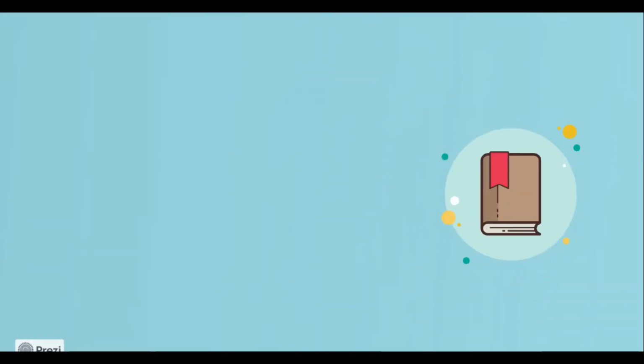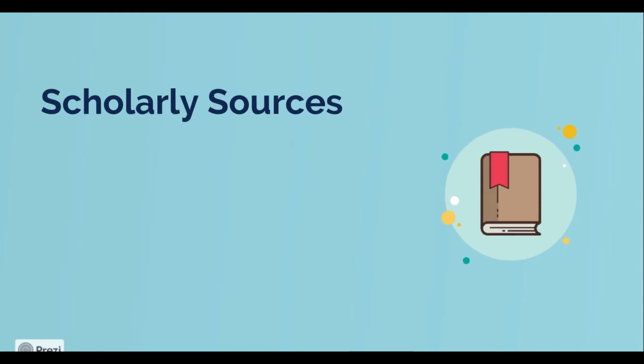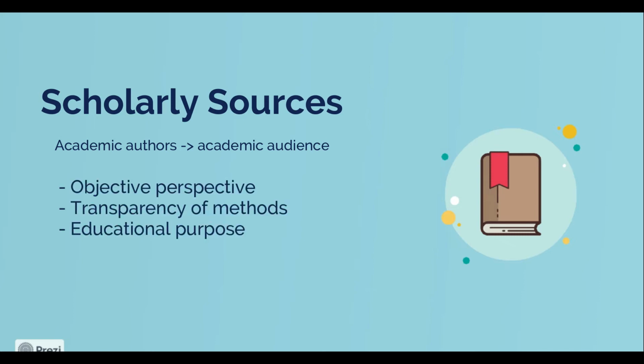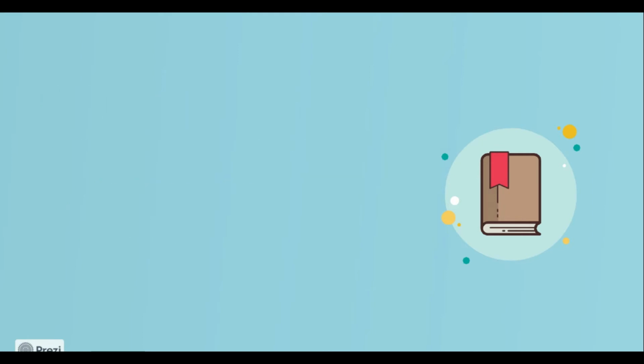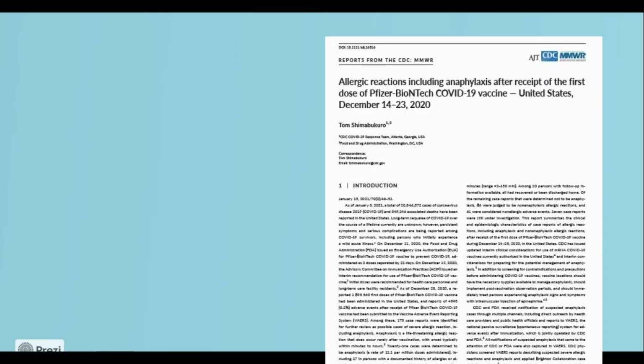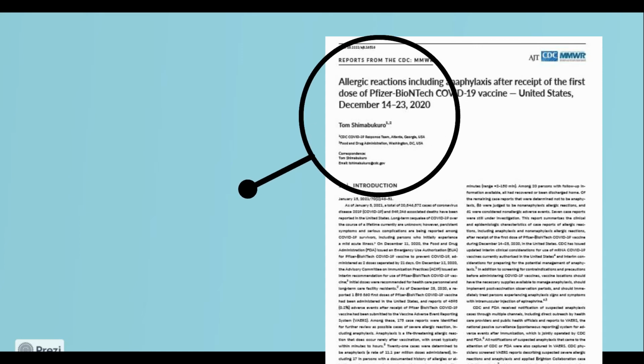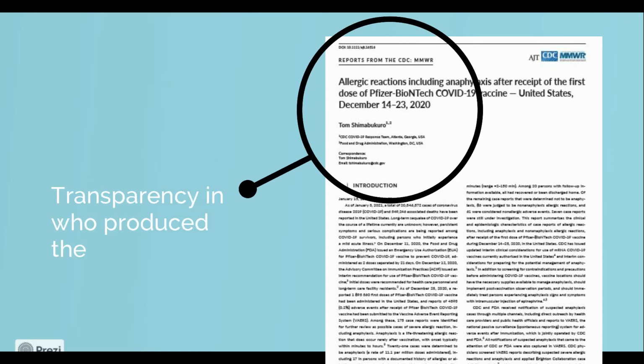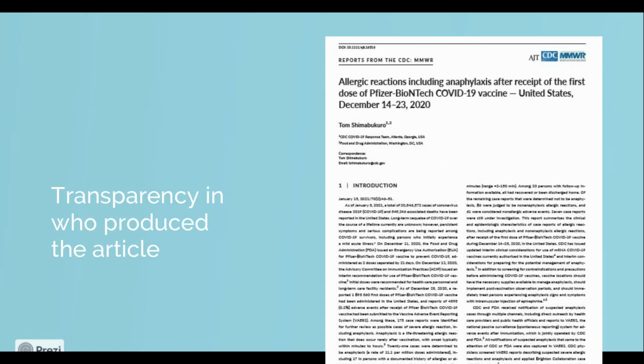Usually, scholarly ones. Remember, scholarly sources are written by and for scholars, with scholarly values in mind. Values like objectivity, transparency, and educational purpose. You can see this in how a journal article is crafted. Journal articles clearly denote who their authors are and their qualifications. They want to be clear that the source of this research is knowledgeable and trustworthy.